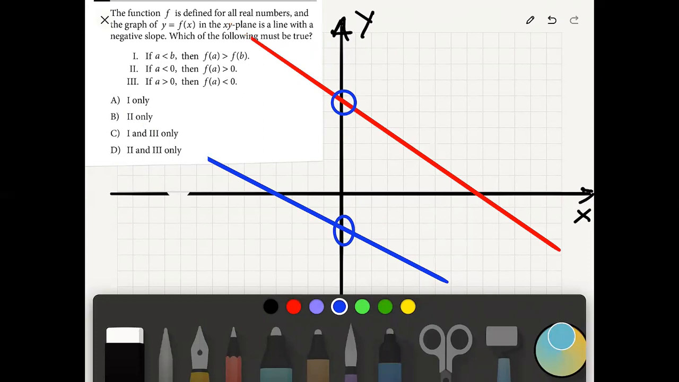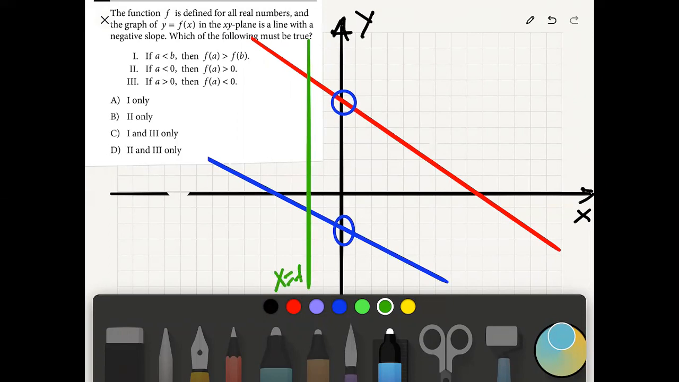All right, so first thing, it says, if a is less than b, then f of a must be greater than f of b. So let's see about that. They didn't tell us what the values are, so we're going to choose one. So I'm going to say one of the inputs is, let's say it's -1. So I'm going to say x equals -1. So this is an input.